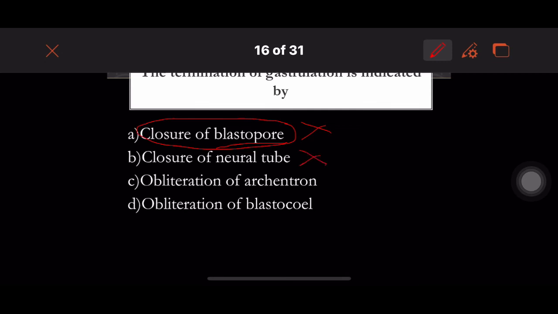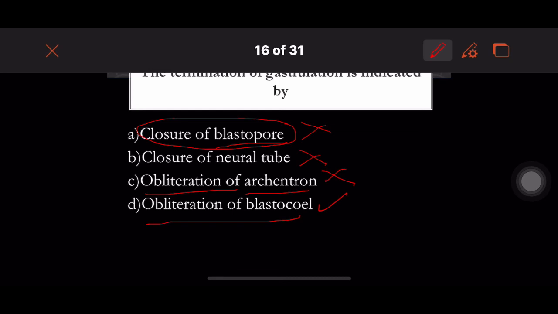No. Obliteration of archenteron: archenteron is actually formed during gastrulation, so there is no obliteration of archenteron. D option is obliteration of blastocoel. Yes. How? गैस्ट्रुलेशन में क्या होता है, जैसे जैसे cell movements होती हैं. What is gastrulation? Gastrulation is actually the process which involves the movement of the blastomeres to their respective positions so as to form 3 germ layers, right? That is ectoderm, mesoderm and endoderm.